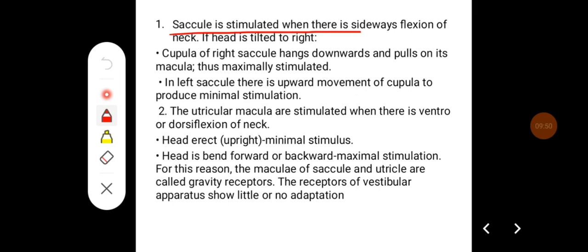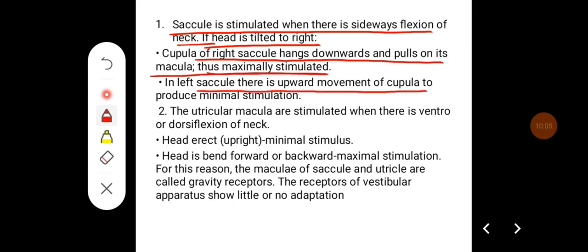The saccule is stimulated when there is a sideway flexion of the neck, that is, if the head is tilted to the right, the cupula of the right saccule hangs downwards and pulls on its macula, thus maximally stimulated. In the left saccule, there is upward movement of the cupula to produce minimal stimulation. The utricular macula are stimulated when there is a ventro or dorsiflexion of the neck.